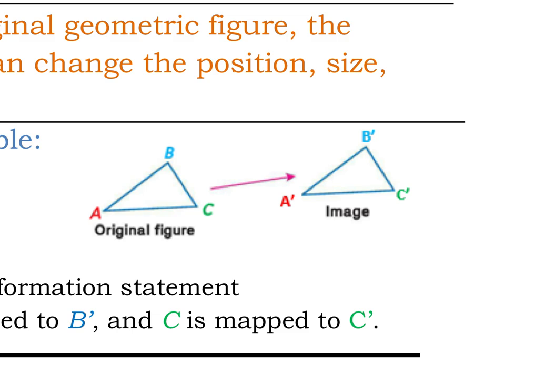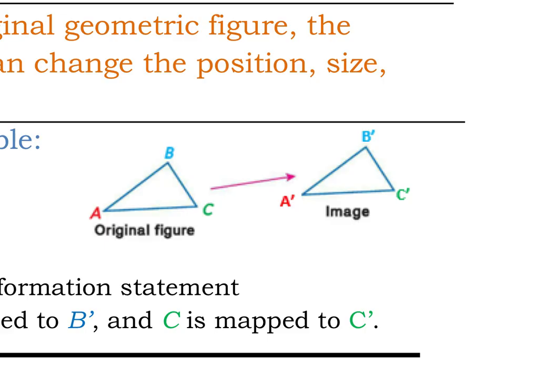Okay, I can tell which one came first because of the way it is labeled, right? So our original figure here is labeled triangle ABC, if I go in order. Okay, and the new figure here, you see those little dash marks next to the letters? We're going to call those primes. So this is A prime, B prime, C prime.